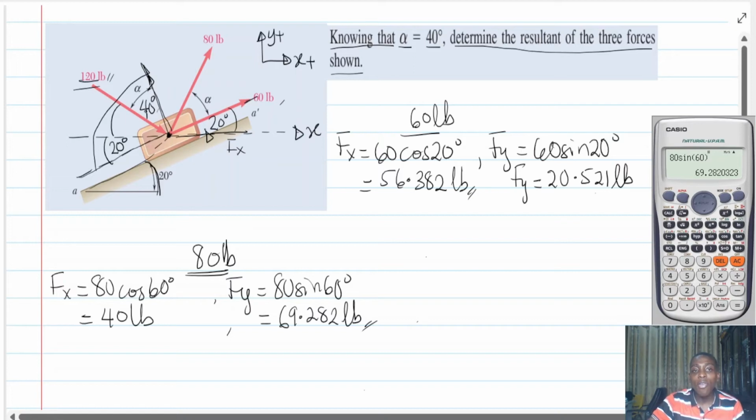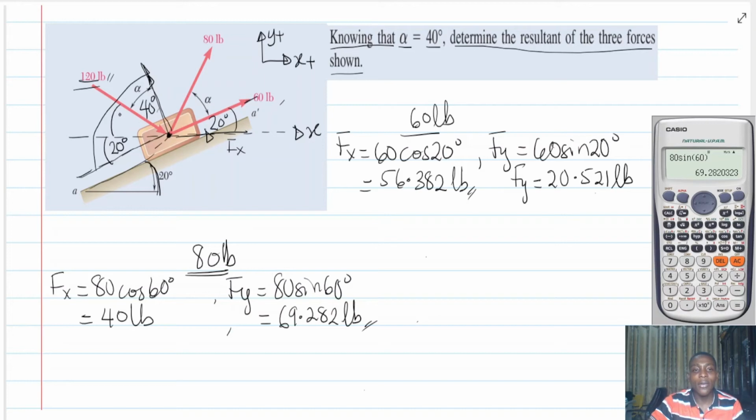I have 20, I have 40. What should I add to get 90? Yes, you are right. So the answer is 30 degrees. Therefore, I'm going to use the 30 to resolve this 120 into x component and then y component. So having known that's 30, let's clean everything here.